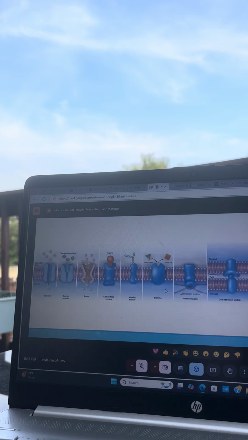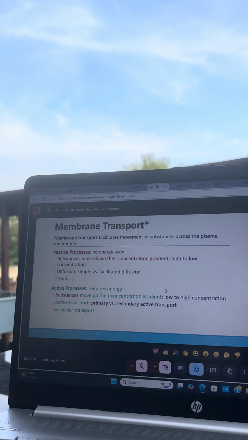Okay, so you might want to know what are the different functions of these proteins which are in the plasma membrane. Now let's talk about the transport. What is passive transport and what is active? So first, what is passive transport? Any transport that doesn't require energy. Yes, no energy is required.